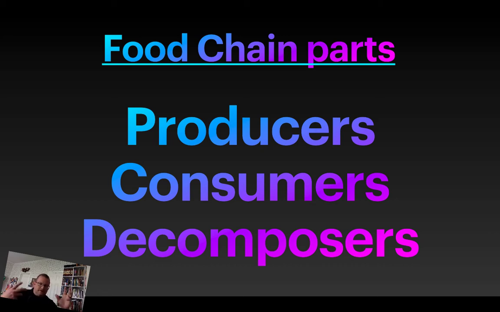So, producer is plants, usually. Consumers are things that eat plants or plants and animals. Decomposers are things that break down dead stuff. Okay, this is familiar information for you. You should already know this. But maybe you don't know the vocabulary that goes with it. So let's talk vocabulary for a second.